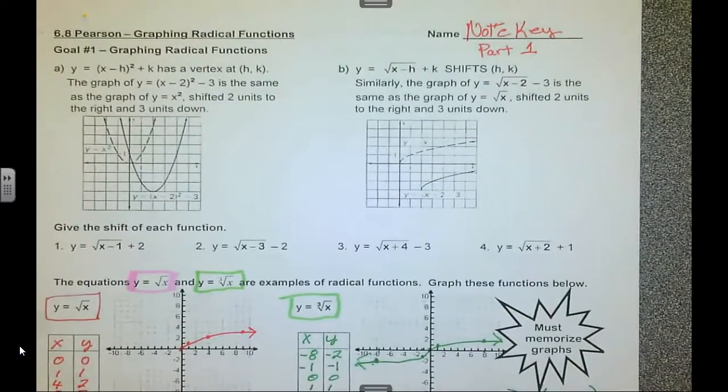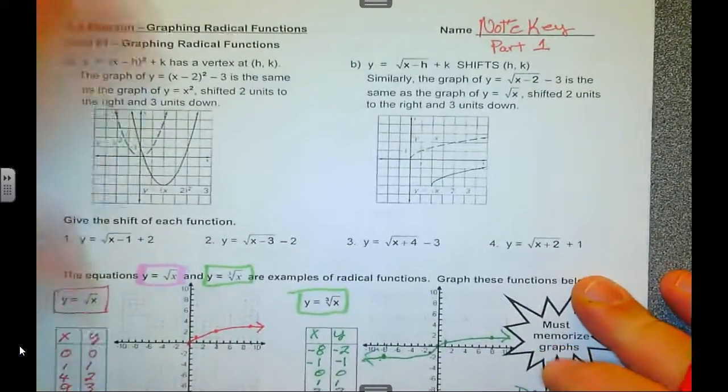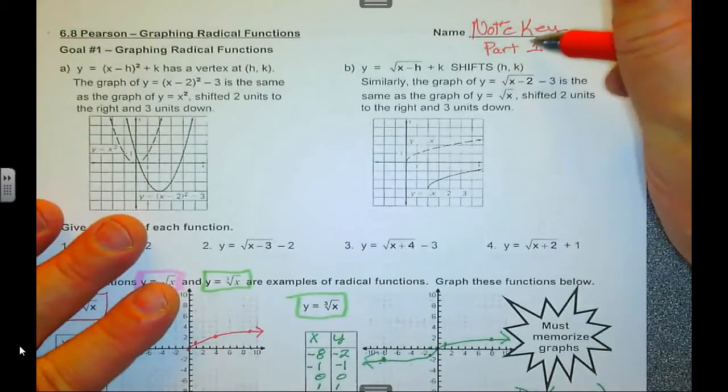So I guess I'll call this one Graphing Radical Functions Part 2. I'll just put a 2 here.